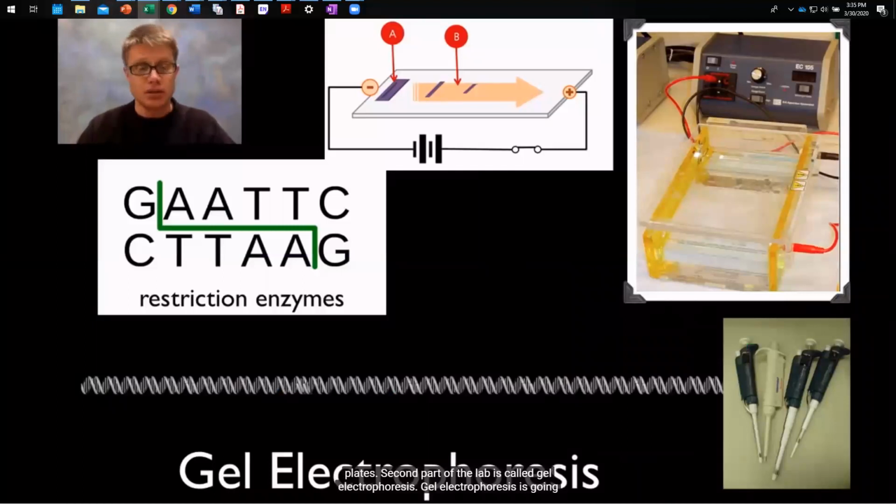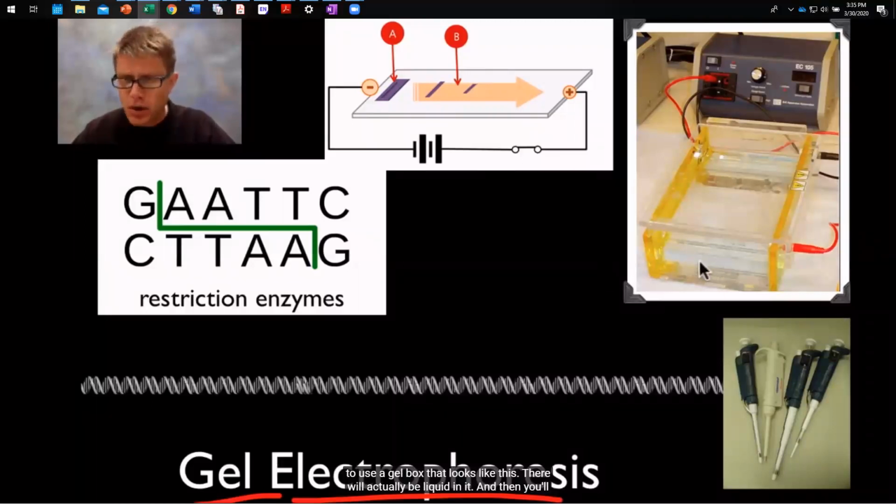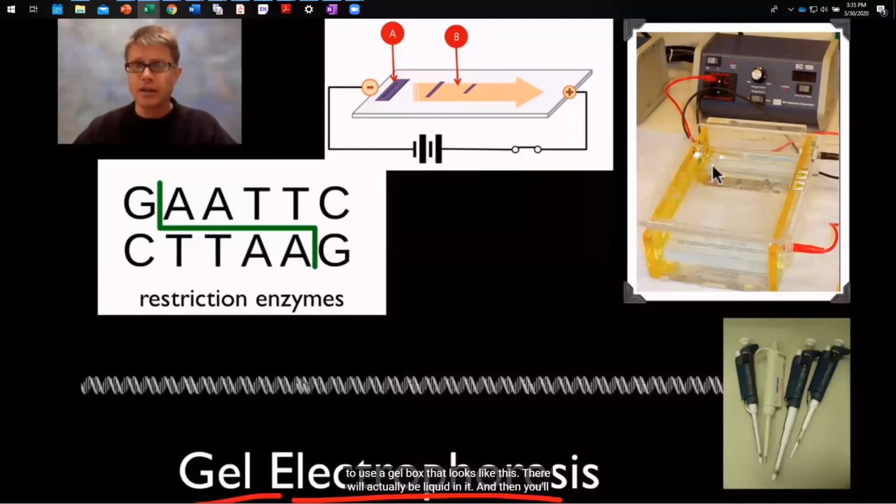The second part of the lab is called gel electrophoresis. Gel electrophoresis is going to use a gel box that looks like this. There'll actually be liquid in it. And then you'll have a little fragment of jello. This is an agarose gel. So this is what it would look like.